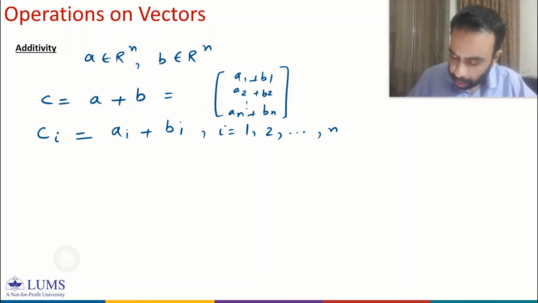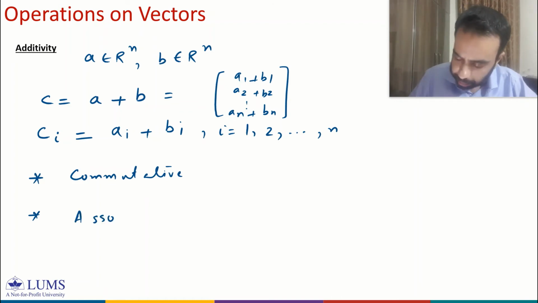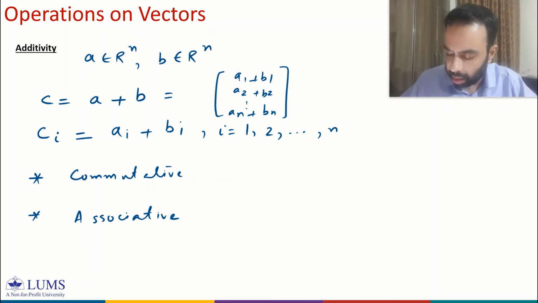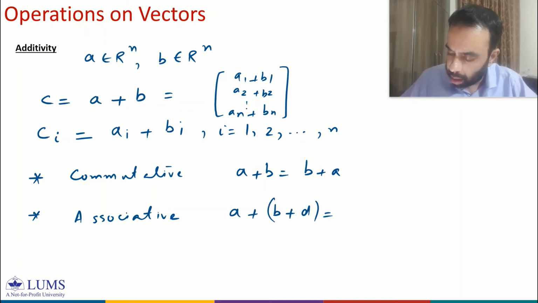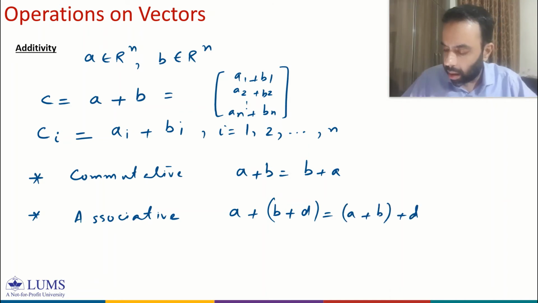And what we know about addition is that addition is commutative, and addition is associative. And you know what you mean by these two terms? So commutative means a plus b is the same as b plus a, and it simply follows from the definition. Associative means a plus b plus d is equal to a plus b plus d grouped differently, and it again simply follows from the definition of the addition of vectors.